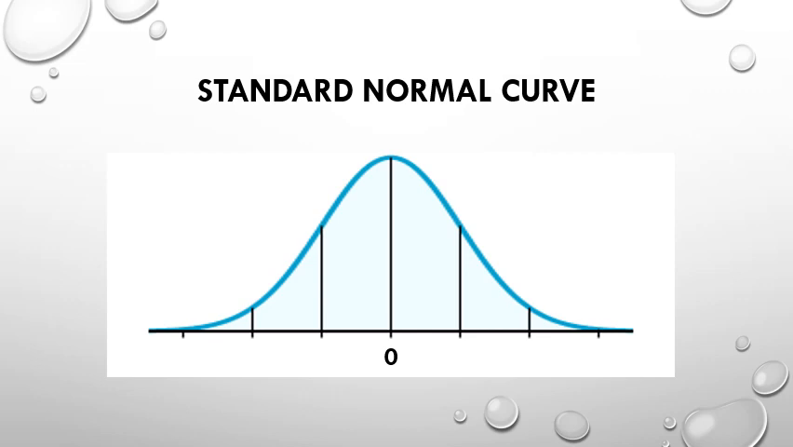So, from the mean to the right, we have 1 SD or 1 standard deviation. Then next, 2 standard deviations, then 3 standard deviations. Then, to the left of 0, we have negative 1 standard deviation, then negative 2 standard deviations, and negative 3 standard deviations. So, this is the shape of our standard normal curve.